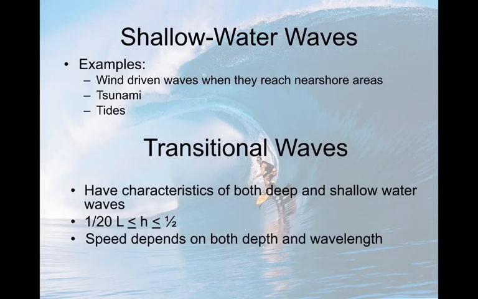Shallow water waves include wind-driven waves, and here's a caveat, only when they reach shore, so breakers. The waves you see breaking on the beach are going to behave as shallow water waves. When they're way out in the middle of the open ocean, those are deep water waves. Then there's tsunami. So tsunami and any really, really big waves with really, really long wavelengths. These are shallow water waves.